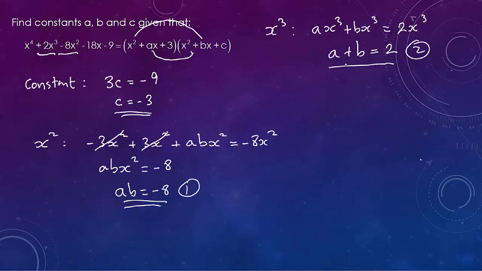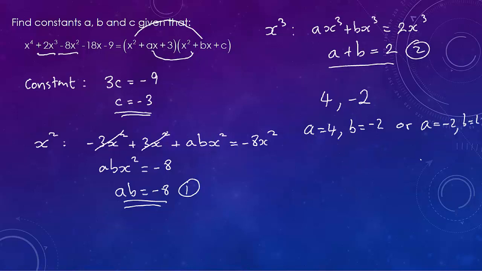So we're after numbers that add to give us 2 and multiply to give -8. So, for example, 4 and -2 would do that job. So we need to decide which of these is which. Is it going to be a is 4 and b is -2, or a is going to be -2, b is going to be 4? And we could figure that out perhaps by looking at the x's.